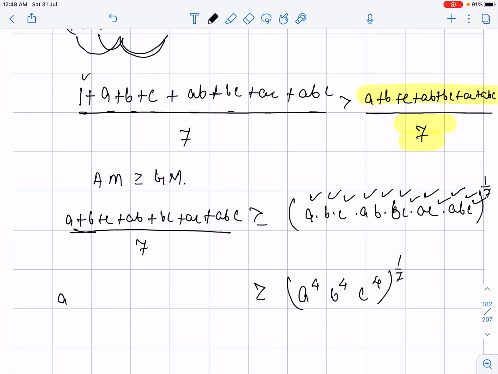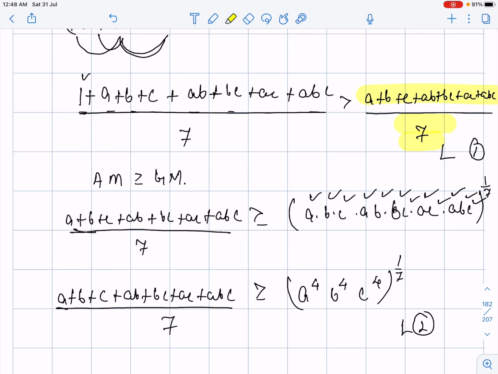And over here we will have a plus b plus c plus ab plus bc plus ac plus abc divided by 7. Guys, this is our first inequality. This is our second inequality. Here we have a linkage in between. Can you see? This is the yellow colored portion written over here, and the same yellow colored portion is written over there. So that linkage will help me get a relationship between the first and last terms of these two inequalities.